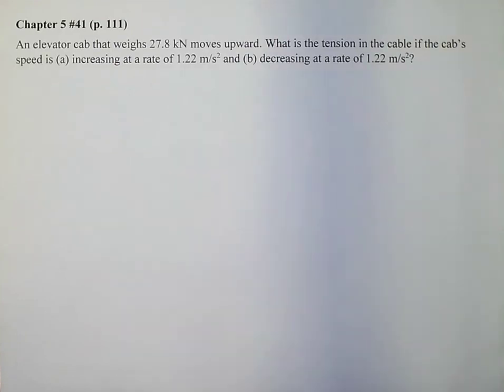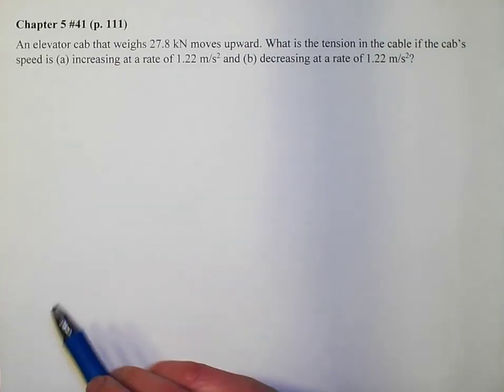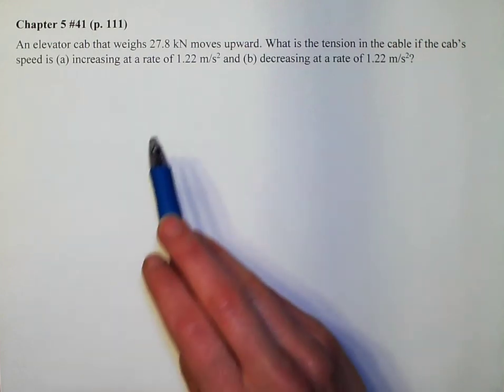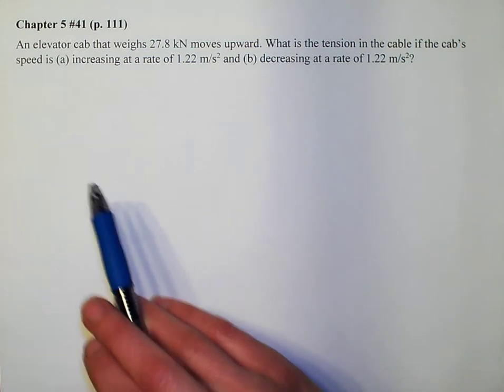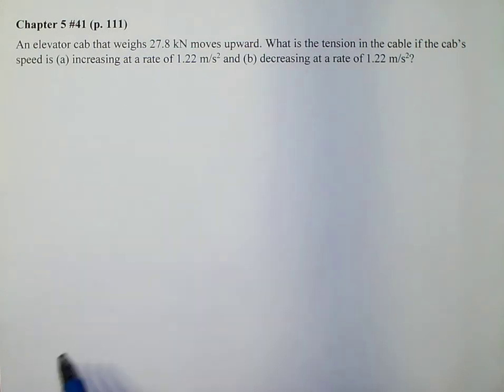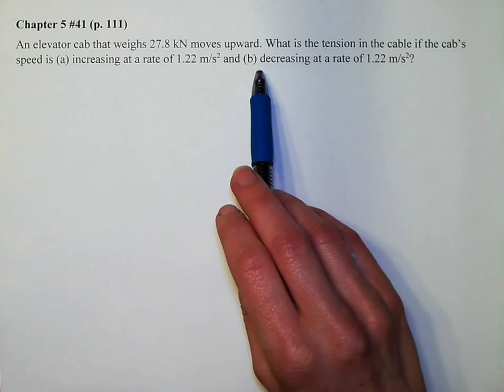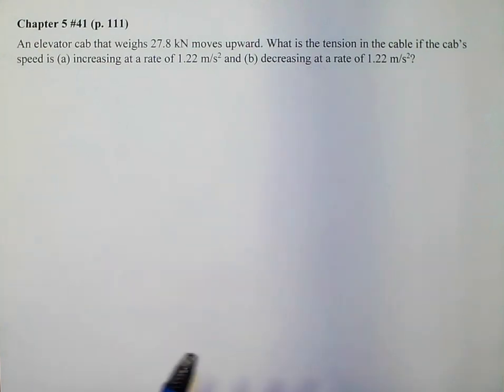So now we're going to do problem number 41 from chapter 5. This is an elevator cab that weighs 27.8 kilonewtons, moves upward. What's the tension in the cable if the cab speed is increasing at a rate of 1.2 meters per second squared or decreasing at a rate of 1.22 meters per second squared?